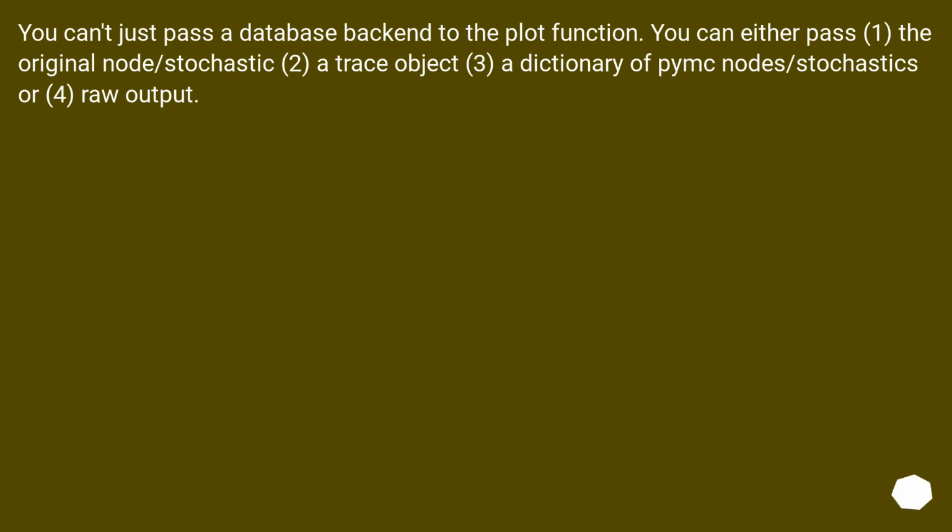You can't just pass a database spec into the plot function. You can either pass 1. The original node/stochastic, 2. A trace object, 3. A dictionary of PyMC nodes/stochastics, or 4. Raw output.